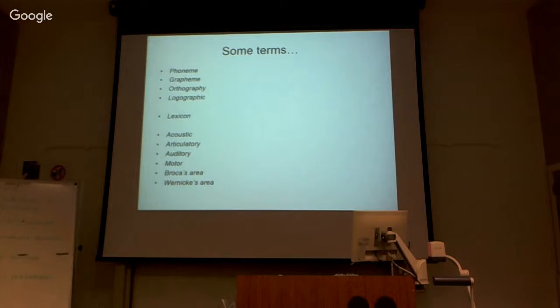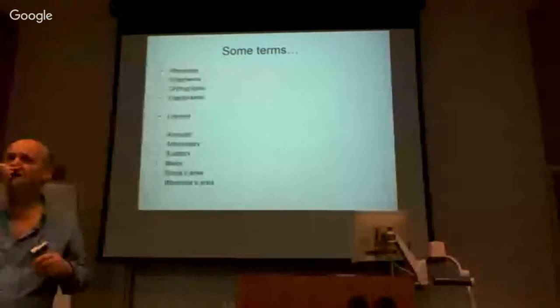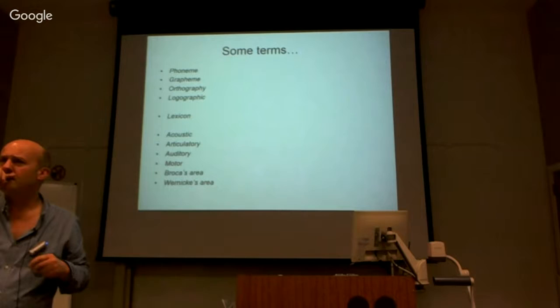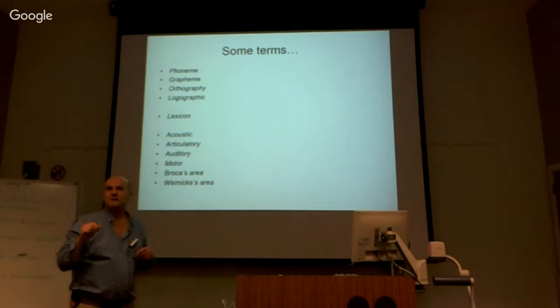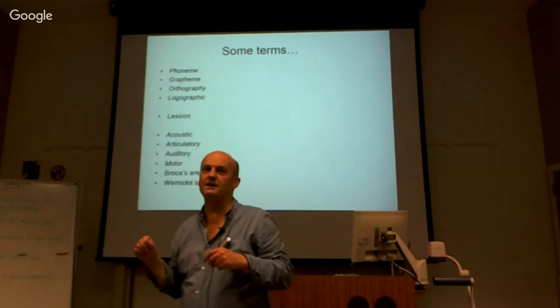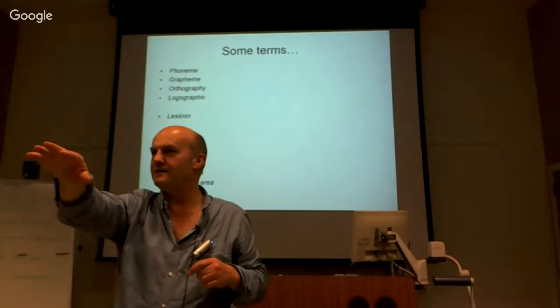What about orthography? What about grapheme, actually? Anyone know what a grapheme is? It's a writing symbol of the phoneme. Let's say if the word voice is a phoneme, the letter V is the grapheme of the phoneme. Okay, that's good. So it's the sort of written equivalent of the phoneme.